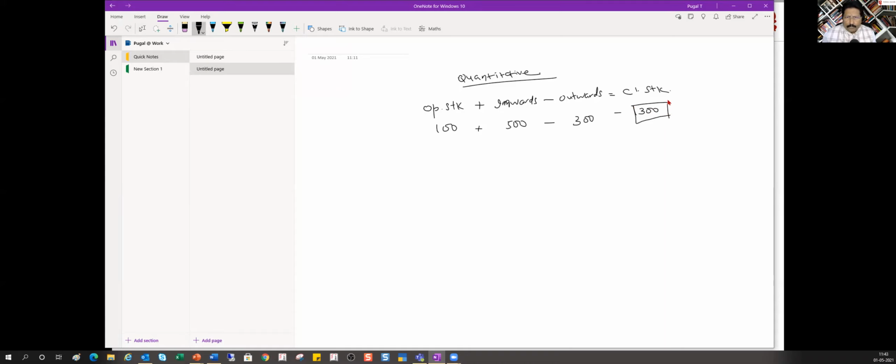It could be in the form of raw material, work in progress, or finished goods at various places, which is what we saw in our first session. So this is where you arrive at the closing stock. Now we know that we have 300 numbers as closing stock at the end of the financial year, and now we have to see what is the value of this closing stock.